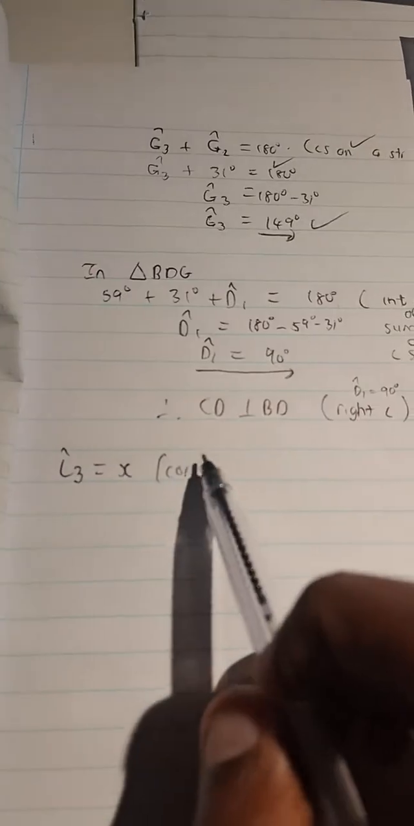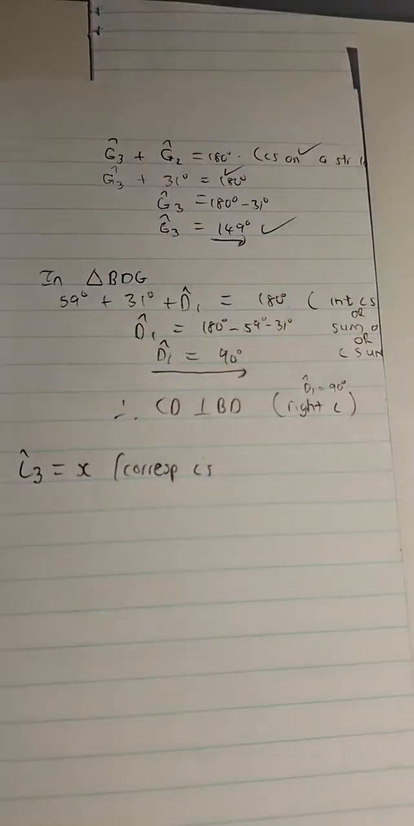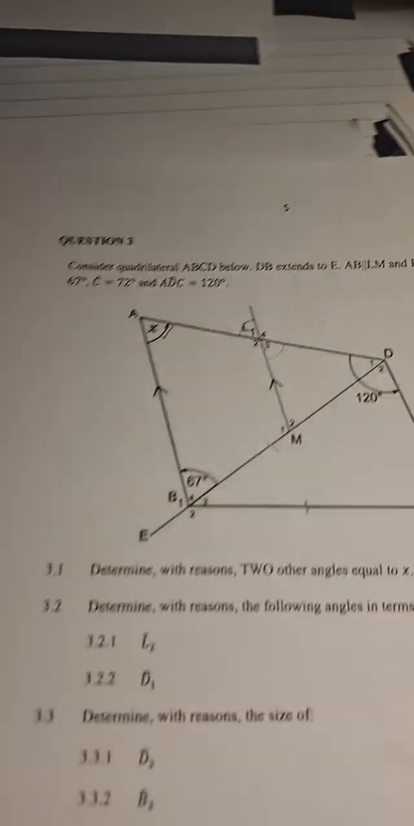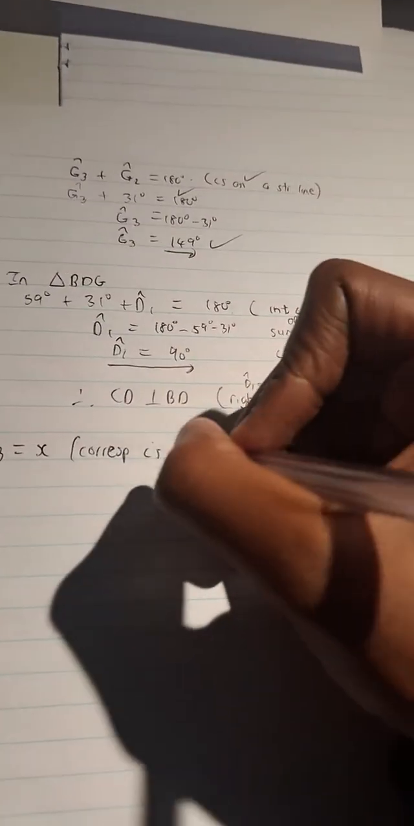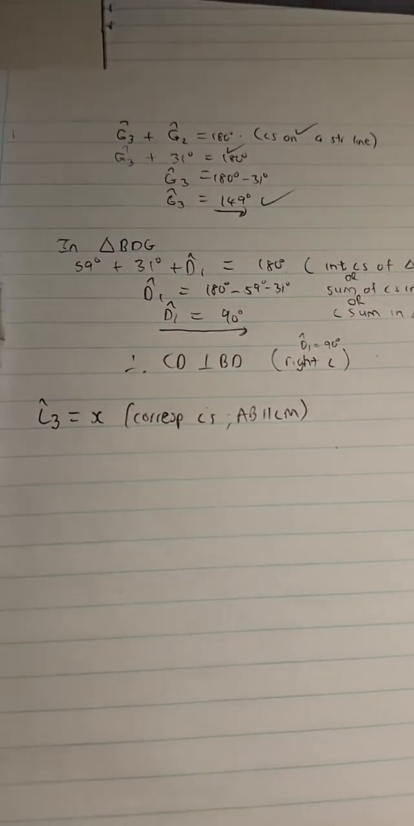We say corresponding angles, and then we identify the lines that are parallel. What were the lines that are parallel? AB is parallel to LM. You must write down the lines that are parallel. AB parallel to LM. There it is. Angle L3 is equal to x.